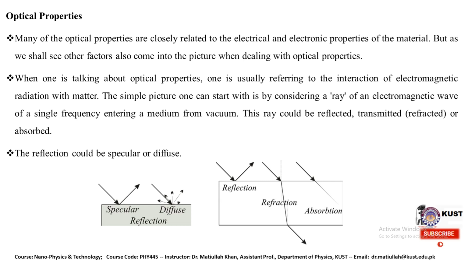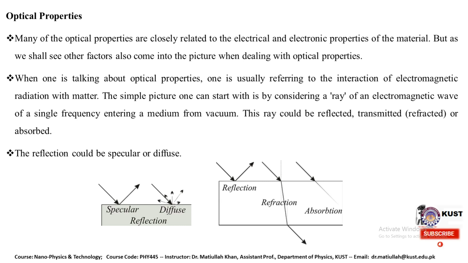The reflection is further divided into two categories: one is specular reflection, another is diffuse reflection, depending on the nature of the wave. The other is the refraction process, or the transmission process. In this case, the rays pass through the material, so this is called transmission, or the ray is transmitted.